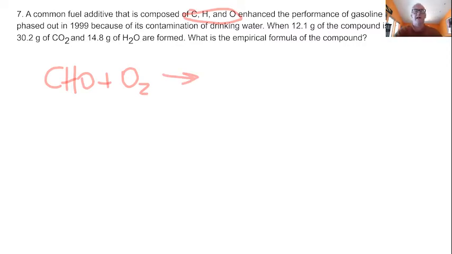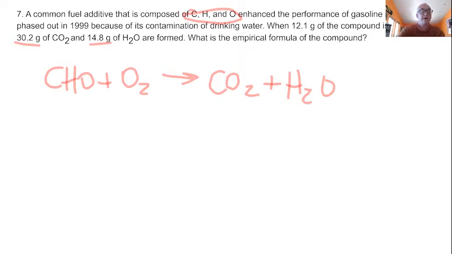And then you're getting products out. What products are you getting out? CO2 and H2O. Right, you get water and carbon dioxide. So you use this information, you get 30.2 grams of CO2, and you get 14.8 grams of water. And you use that to figure out how many moles of carbon and moles of hydrogen you have.